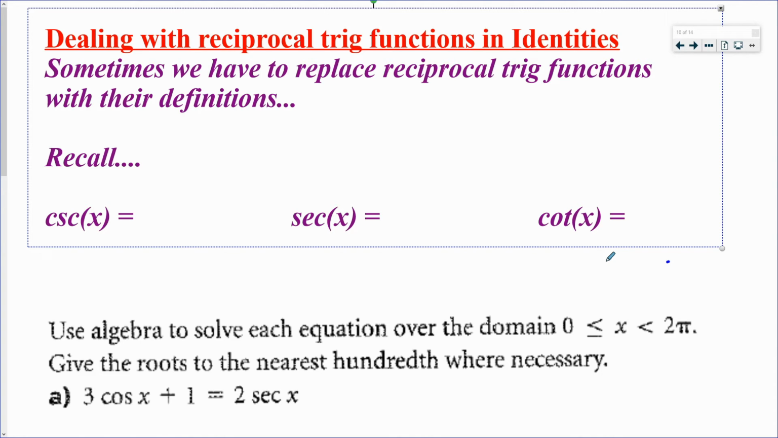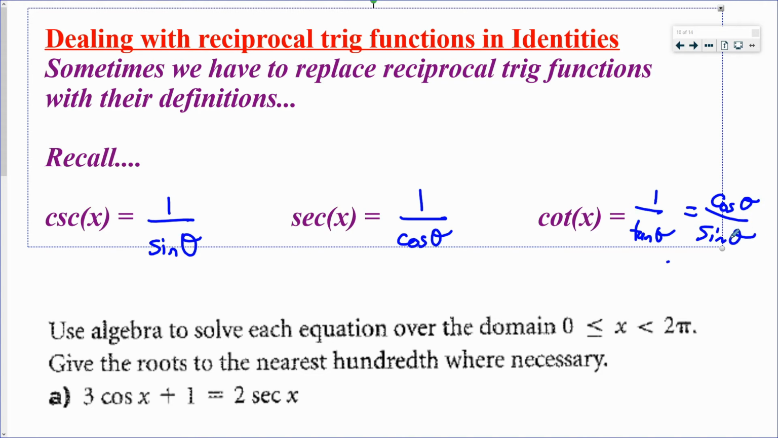So I kind of wrote this title in as dealing with reciprocal trig functions and identities. We've already been doing that for the entire lesson, but just to write it out formally. Cosecant is 1 over sine theta. Secant is 1 over cos theta. And cotangent is 1 over tan, which we thought of as cos theta over sine theta. So it's useful to think of it either way.